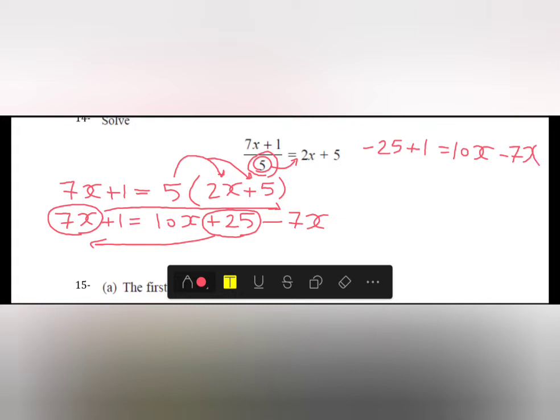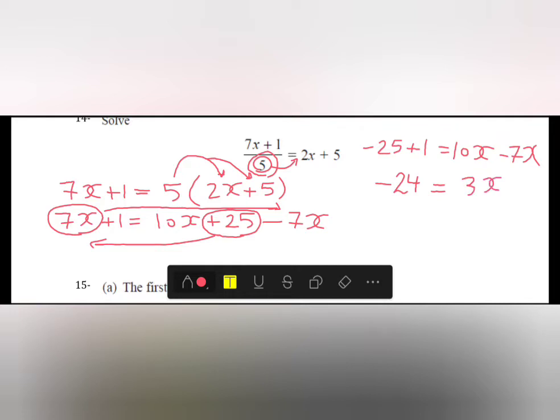Very good. Now I'm going to work these constants and variables together. So here I have negative 25 plus 1. So the answer will be negative because it's the bigger number. And we subtract them and we get 24 equals. And then we have 10x minus 7x. So 10 minus 7 equals 3, and we put the x.